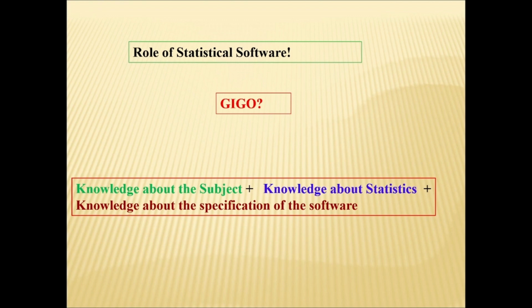Garbage in is taken care of with the help of scrutiny of data and other things. But garbage out: you don't know what type of analysis the package or software is doing, and what algorithms it is using. I'm giving you an example.